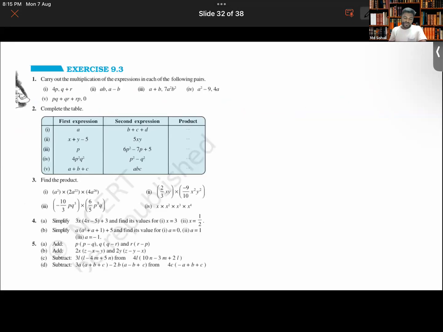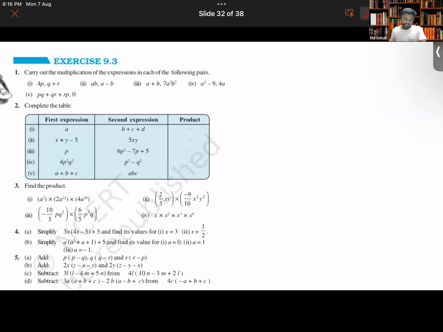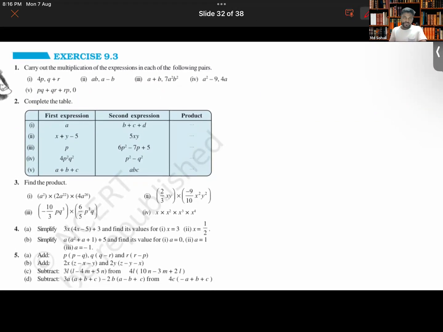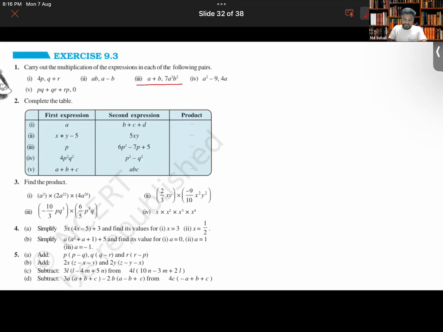Likewise, you have exercise 9.3 also. See if you have any confusions in this one. See question number 1. We need to carry out multiplication here, right? The expressions are given here. See question number 3. Let's solve it. It's a plus b and 7a square b square.